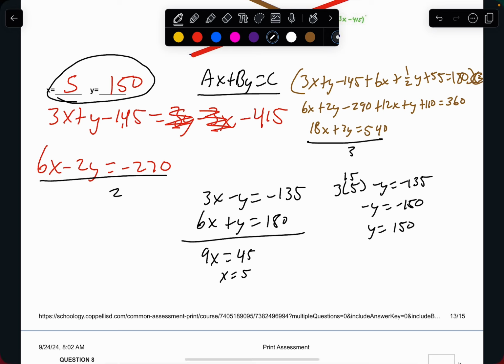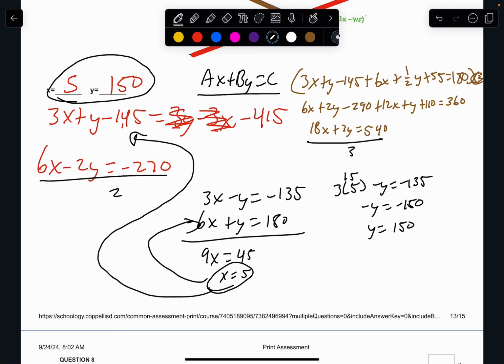If you weren't certain, could you take the x and plug it back into this equation? Could you plug it back into this original? You can plug it in anywhere you want. You should get y equals 150 no matter where you plug it in.